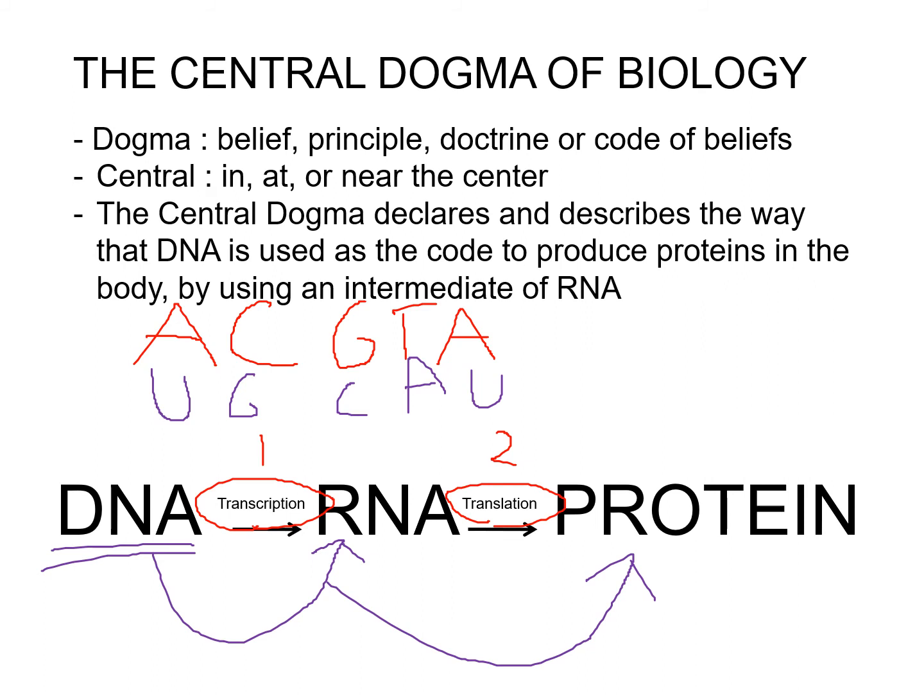But remember, this is a code. And what we have to do is decode the code, or translate the code. So what we're doing is making proteins. Now, who can answer this for me? What are the building blocks of proteins? What is the monomer for a protein? And what you should hopefully be saying is an amino acid. Very good. 20 amino acids that we need in our body.